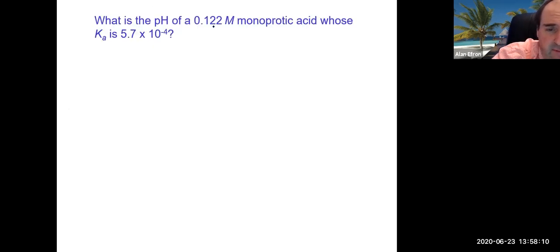So why don't you give this one a go? What is the pH of a 0.122 molar monoprotic acid whose Ka value is 5.7 times 10 to the minus 4? Monoprotic is 1 hydrogen they could give away. So HA is a generic formula you could use for monoprotic. So take a couple of minutes and see what you come up with.